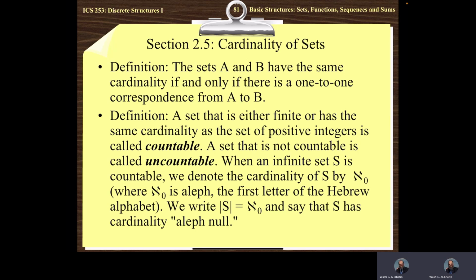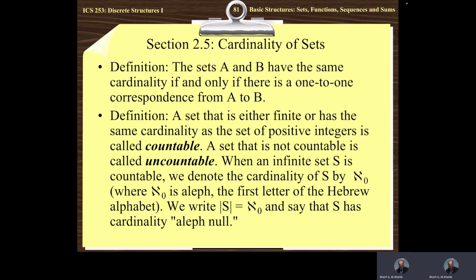What does one-to-one correspondence mean? It's a one-to-one and onto. If you define a function that is one-to-one and onto from A to B, then this is called a one-to-one correspondence. A one-to-one correspondence. And this applies in general for any two sets A and B.